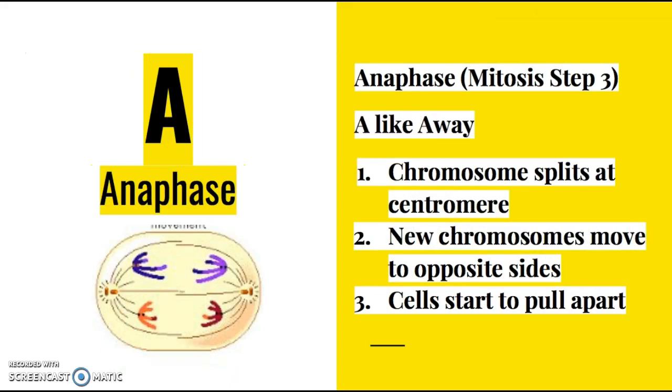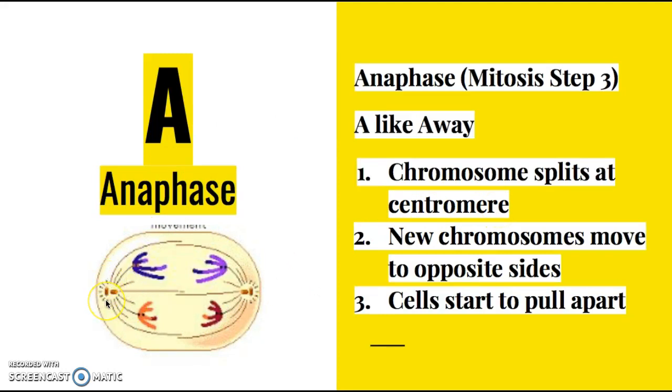Next, we have anaphase. I want you to think of anaphase or remember it by A like away. So anaphase, the away phase. And here, this is where the chromosomes split at the centromere and move to opposite sides. So take a look at the picture here.